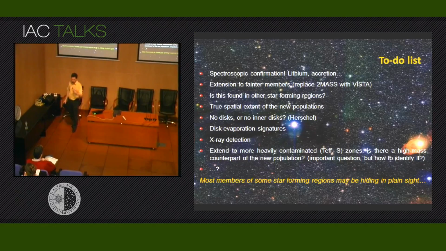And there are plenty of other things that one can do with this population to study it better, but perhaps the most striking conclusion of this work, and certainly for me the most unexpected one, is that most members of some star-forming regions, at all ranges of temperatures, certainly at the range of temperatures that we have probed with this study, may be hiding there in plain sight. So somehow stressing the fact that there is still a lot to learn about the composition of these star-forming regions, about their history of star formation, and about the processes that may have triggered star formation in them.